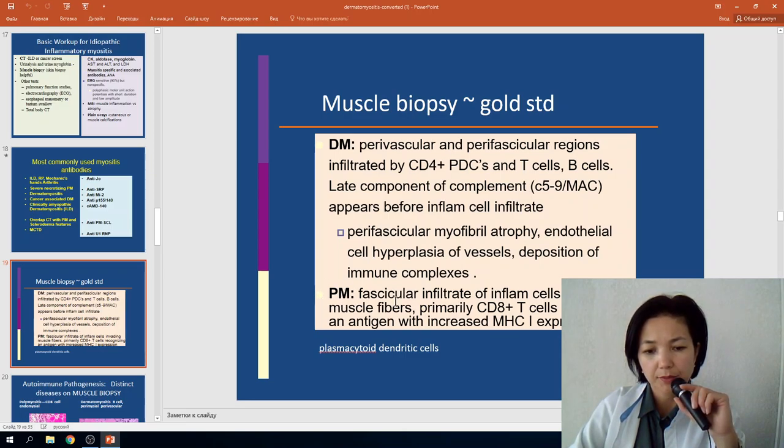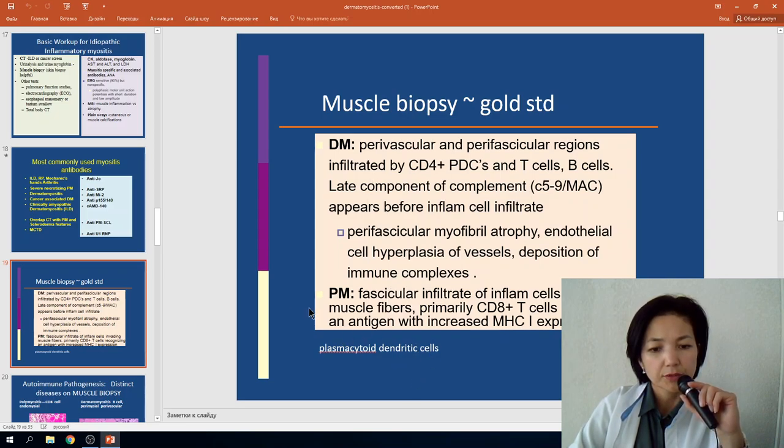In polymyositis, the muscle biopsy picture is mostly represented by primarily CD8 positive T cells recognizing an antigen with increased MHC1 expression.